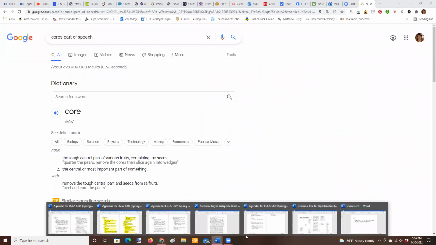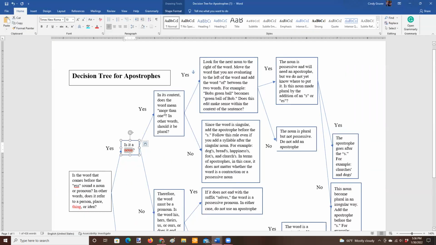So we're going to go a different path this time than we did with our first sentence. We're going to go down here. So since the word is singular, add the apostrophe before the S. Follow this rule even if you add a syllable after the singular noun.